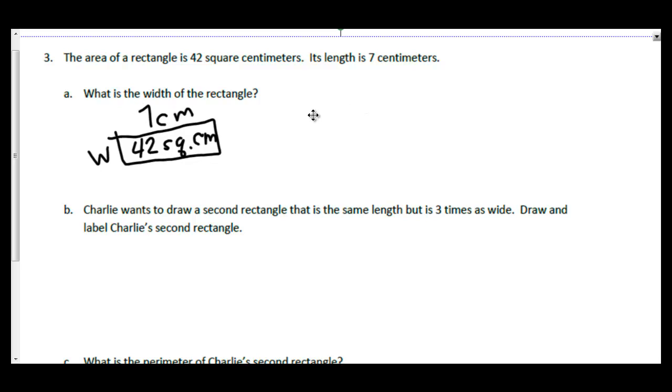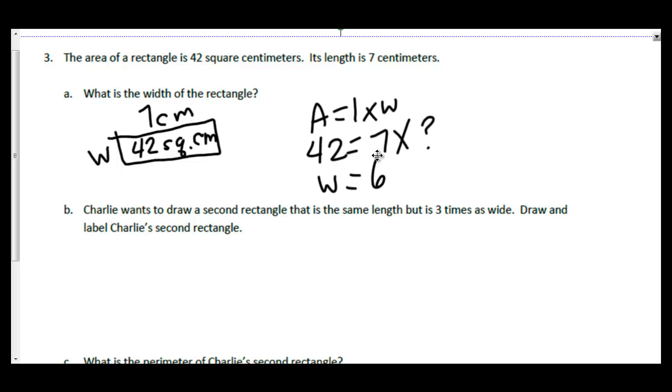So I know that the formula for area is area equals length times width. So this is going to be 42 equals 7 times something. So I know 7 times 6 equals 42. So the width is 6 centimeters. So that sentence, the width is.